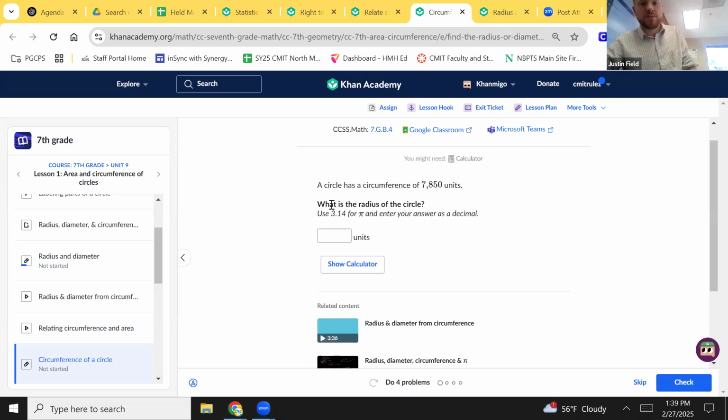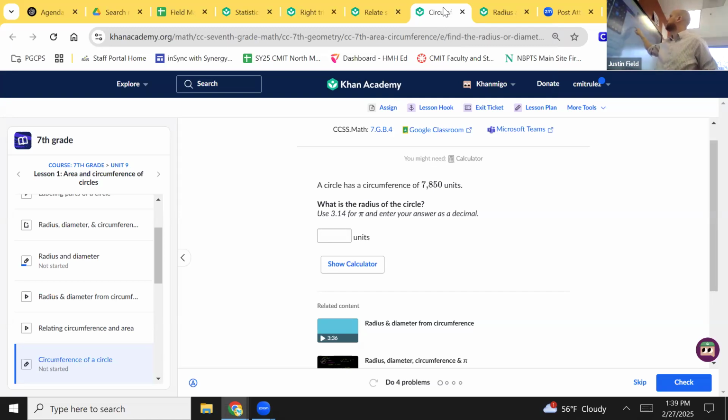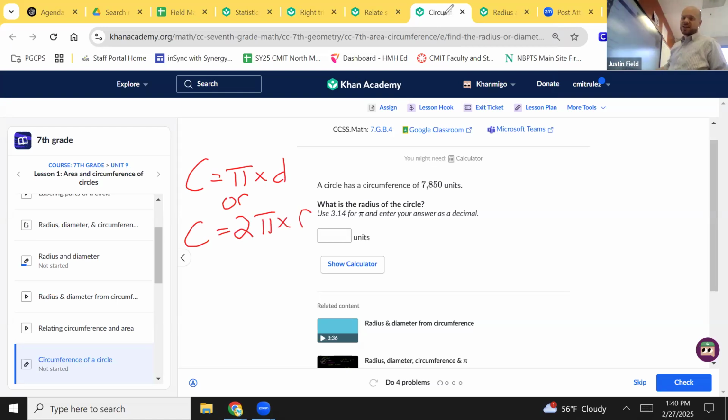But let's talk about this one. A circle has a circumference of 7,850 units. What is the radius of the circle? So I told you the circumference is all the way around the circle. And they're asking you for the radius. The only way to find that would be to have a formula. So there is a formula, and it is C equals pi times D. Or you could use C equals 2 pi times R. I like 2 pi R.